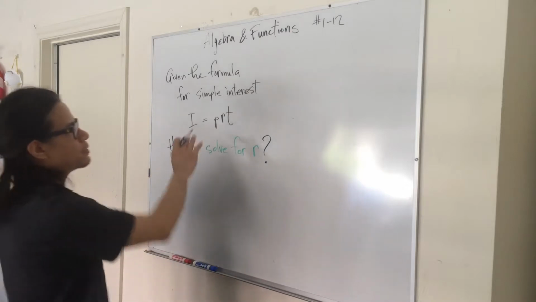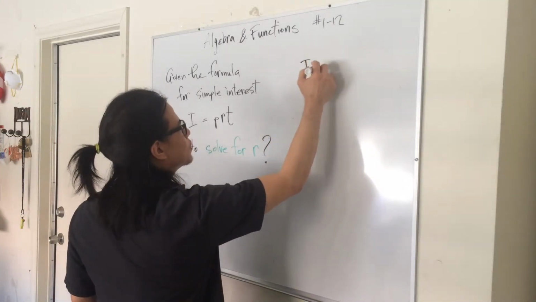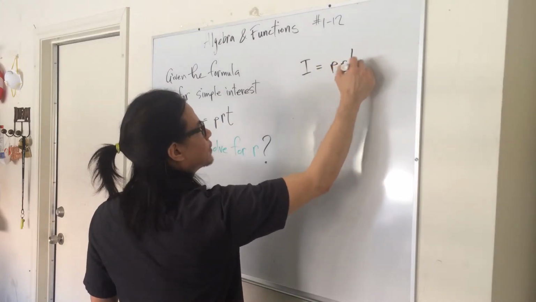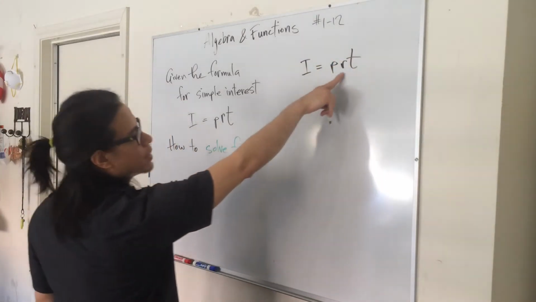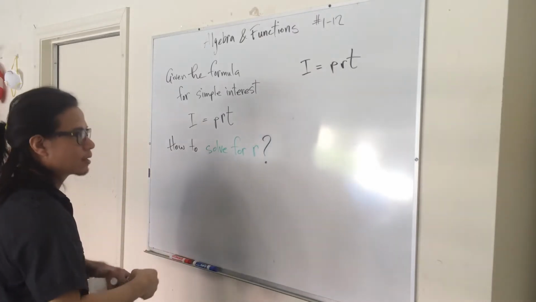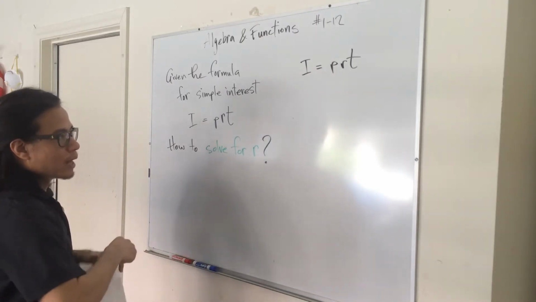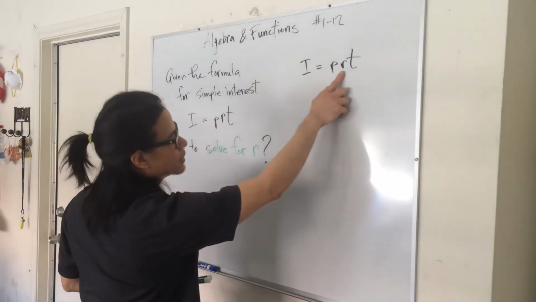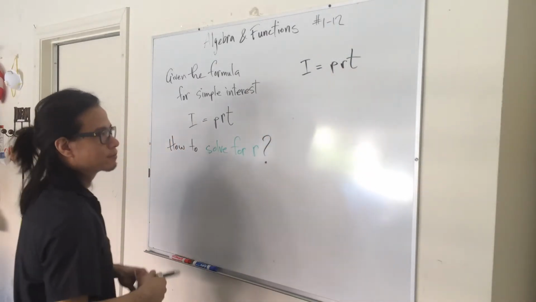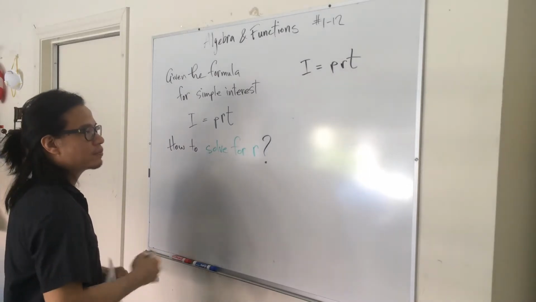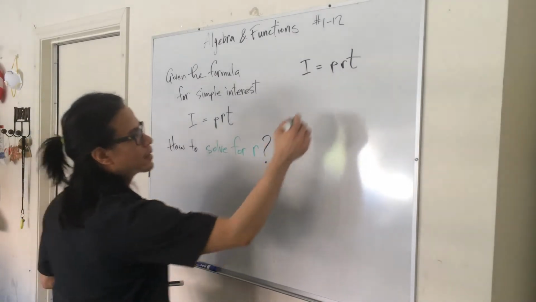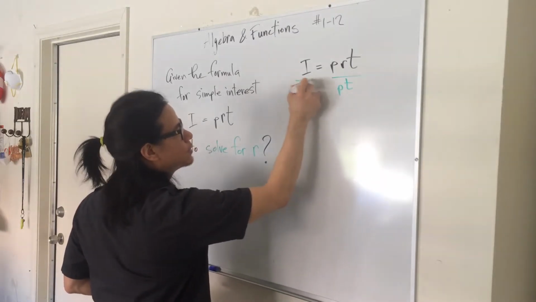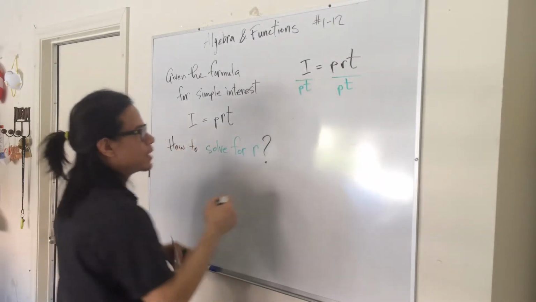Okay, so let's rewrite this over here where we have some more room. I equals PRT. R is right there in the middle of P and T, right? So we need to isolate it. What you have currently is R times PT. The opposite of times PT is to divide PT. So let's divide PT on both sides.